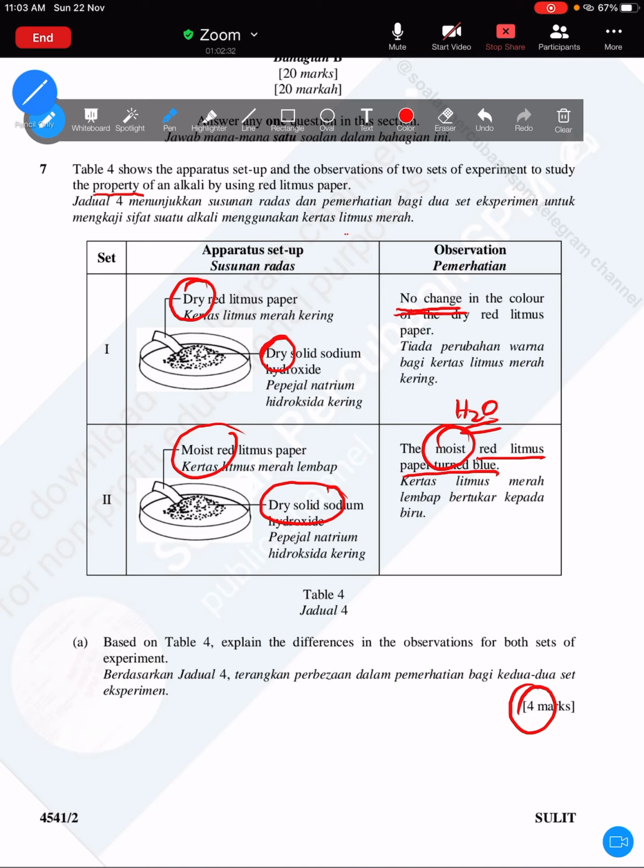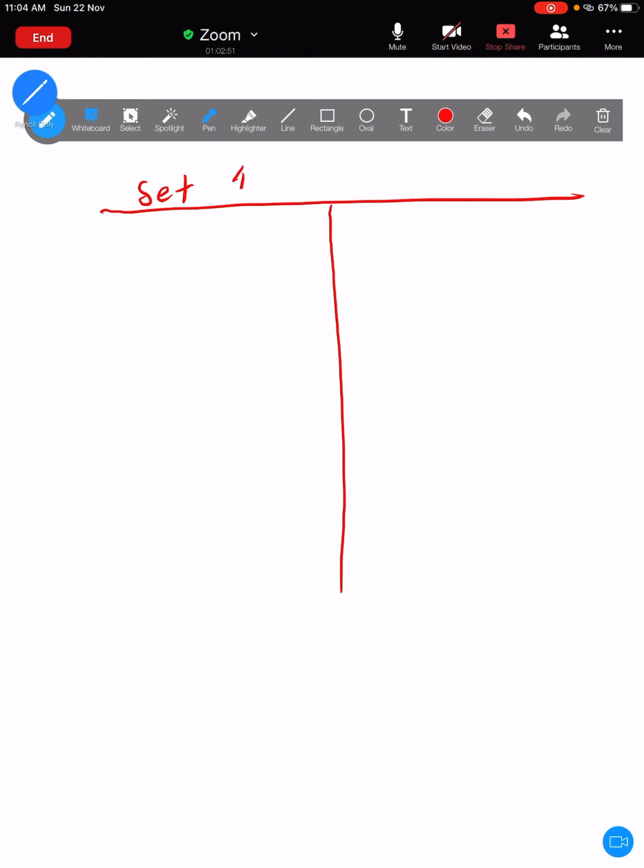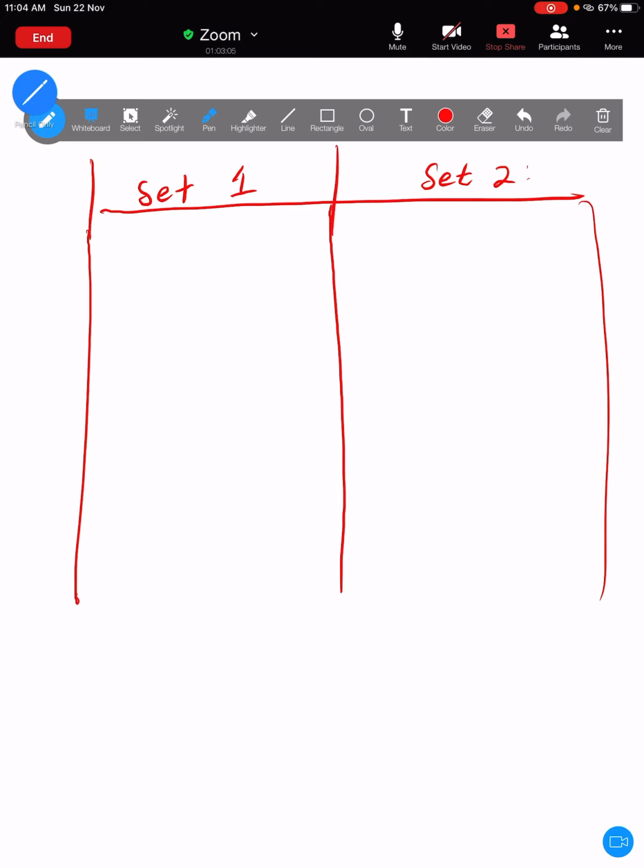Okay, I'm going to erase this. Okay, let's change it to this one. Jom kita tengok. 1 minute. I really encourage my students to do this in table form. You have a table, easier to compare. You have set 1 and you have set 2. So you know the first one doesn't have changes, set 1, and the second set, you have the changes in the litmus paper.